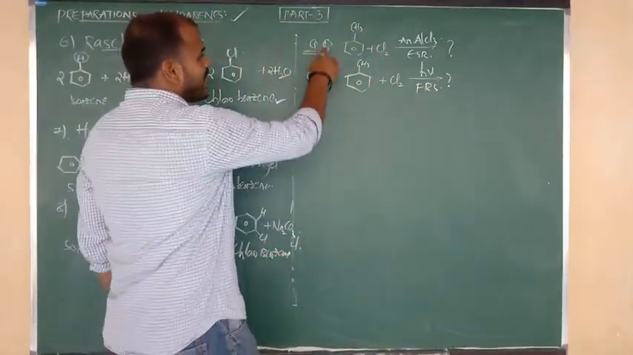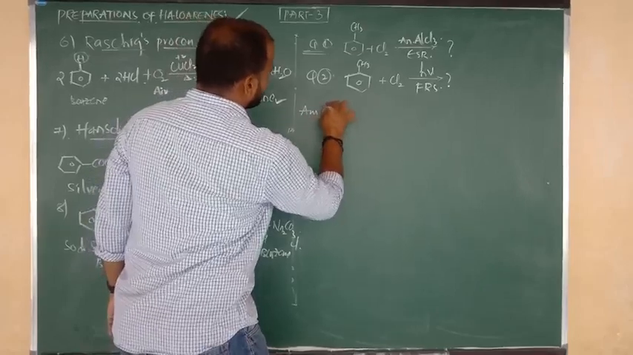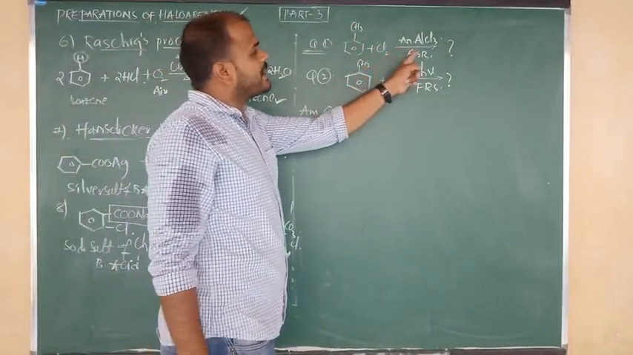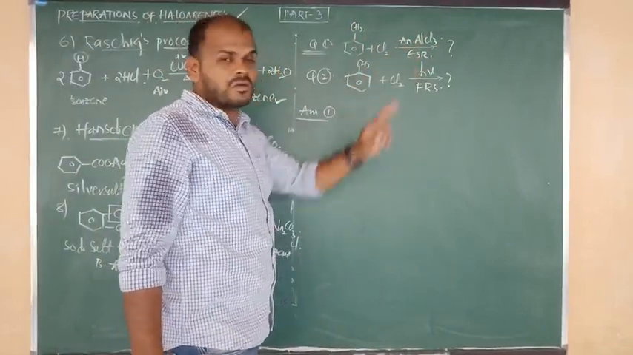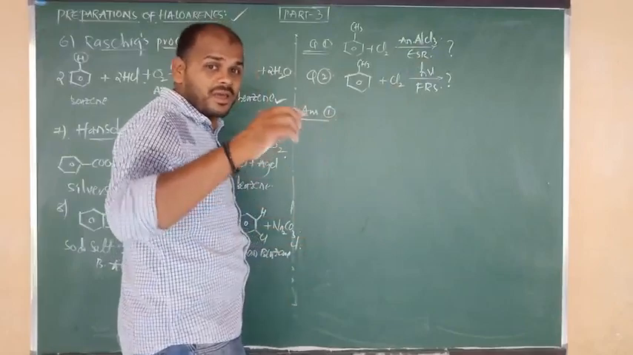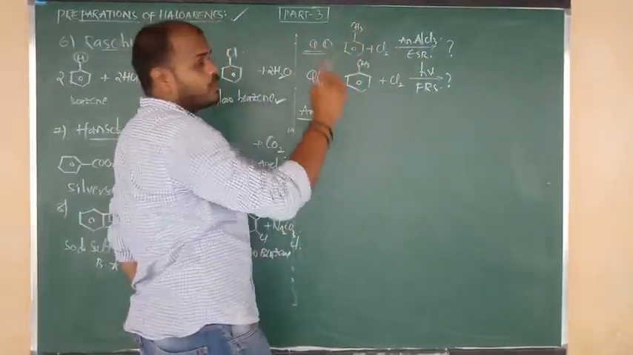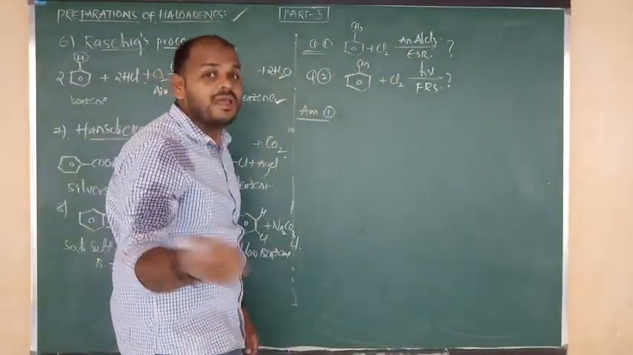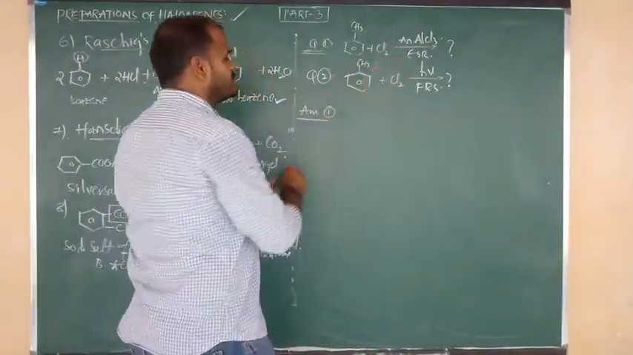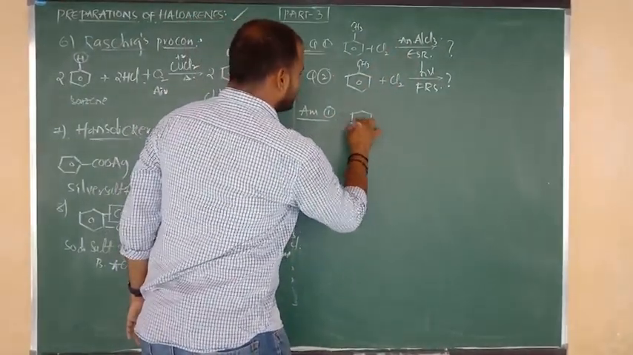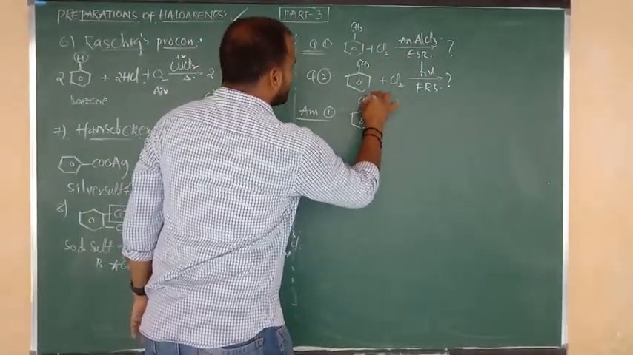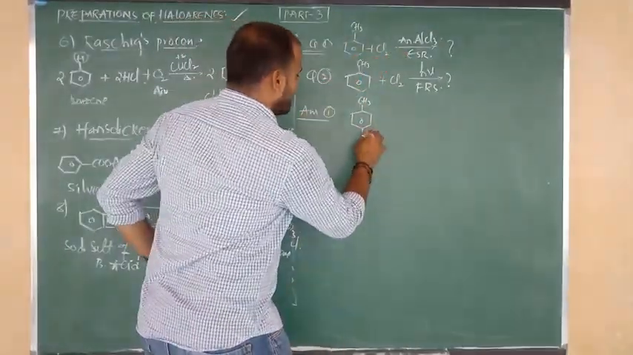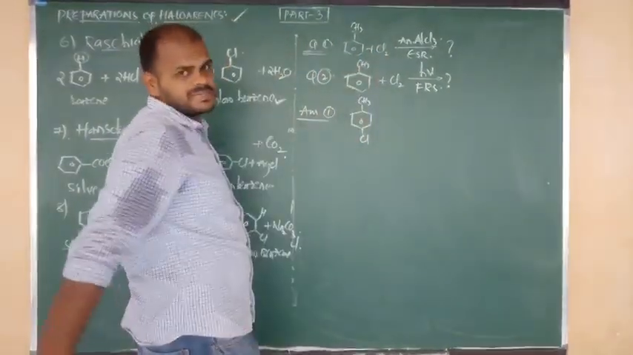Answer for the first question. Toluene upon reaction with Cl2 in presence of anhydrous AlCl3 undergoes electrophilic substitution reaction. In presence of an electron donating group, Cl+ attacks at the ortho position and at the para position. So we are getting 2 products. Benzene connected to CH3, which is an electron donating group. The electrophile is Cl+.